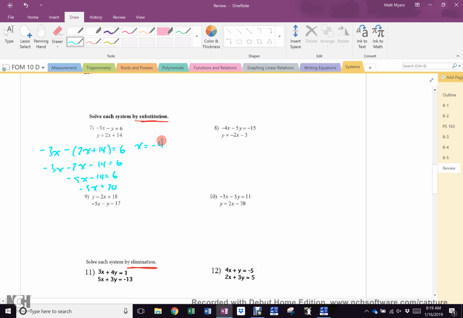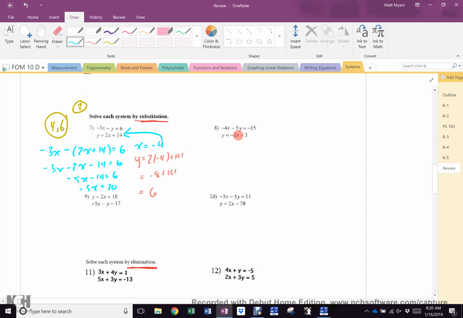Where do you go from there? Right there. Y equals 2 times -4 plus 14. -8 plus 14, 6. Answer, -4, 6. And of course you check it. You don't need to check it with that one because that's the one you just did. -3 times -4 is +12. +12 minus 6 is 6. We know we did it right. 2 marks. Oh, I crept down into the next question. 4, 6. For 2 marks.